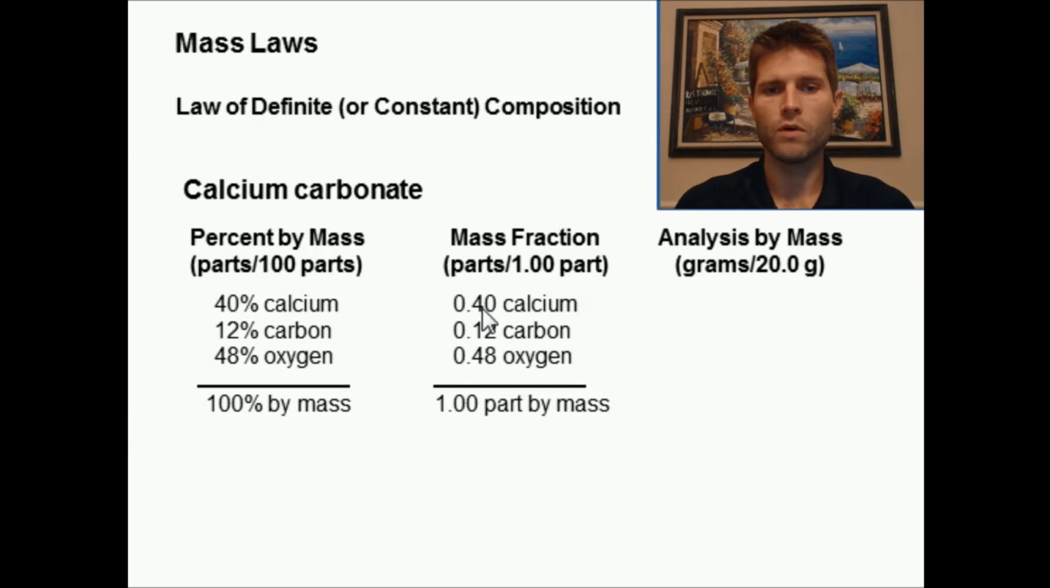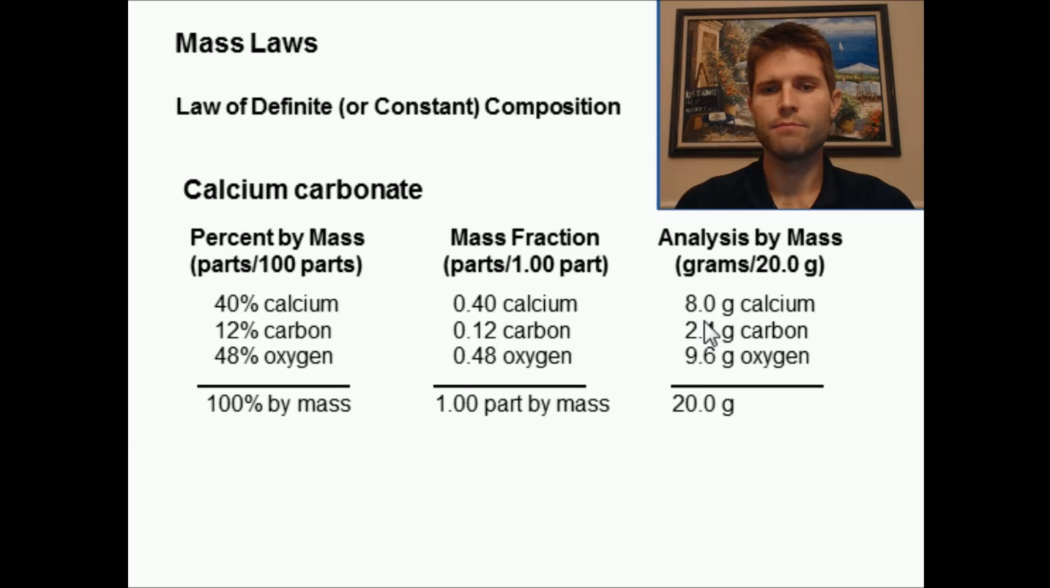So if I were to take 0.4 times 20, I would get 8.0 grams of calcium. If I took 0.12 mass fraction of carbon times 20, I get 2.4 grams of carbon. And if I were to take 0.48 mass fraction of oxygen and multiply that by 20, I would get 9.6 grams of oxygen. I add them all up, I get our 20 grams of the calcium carbonate. And so this is an easy example of using this idea of mass fraction, mass percent, and the analysis by mass in order to figure out the mass that's associated with a given amount of the sample.